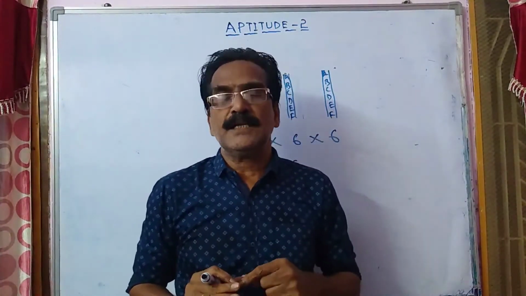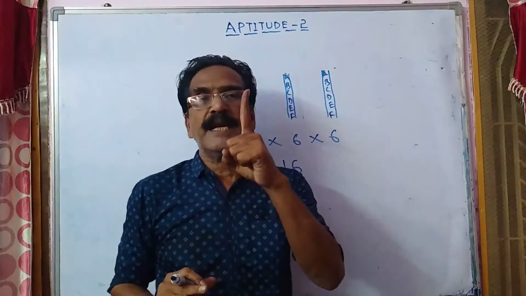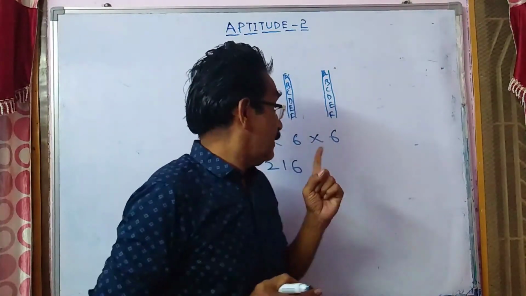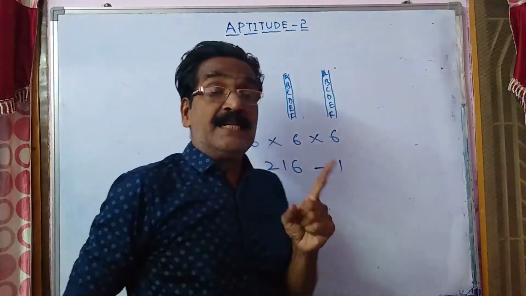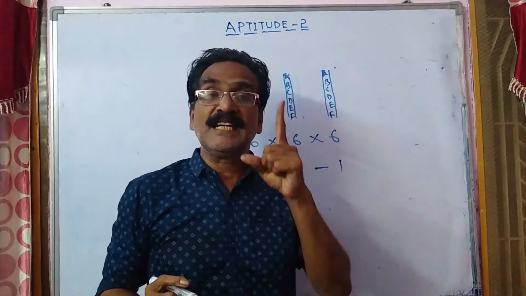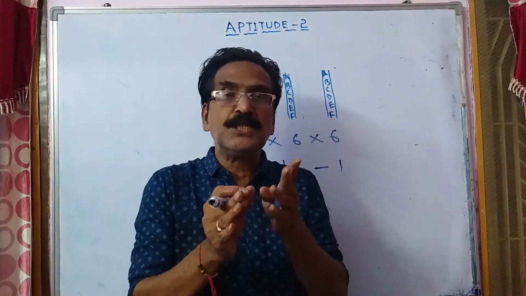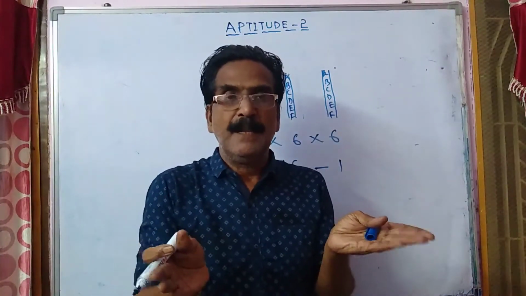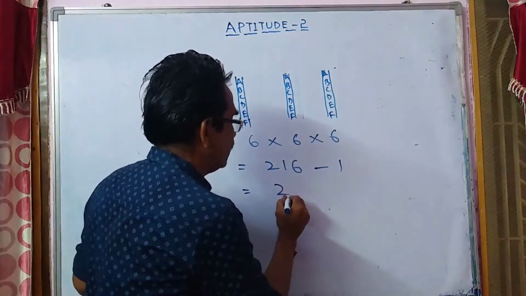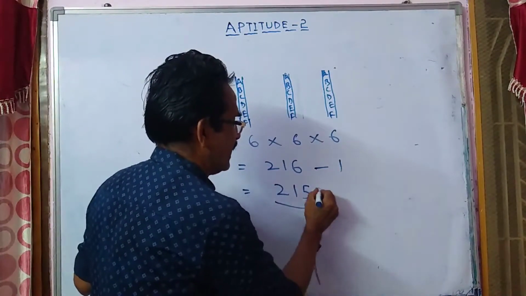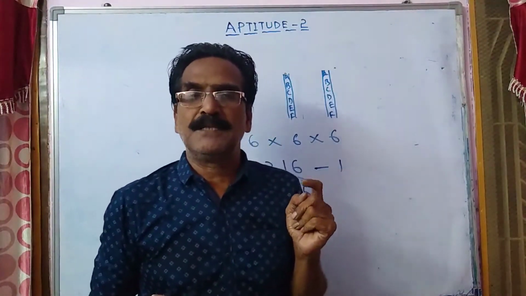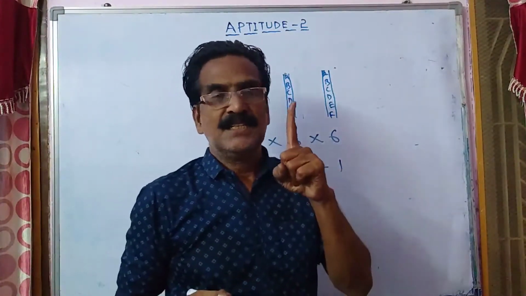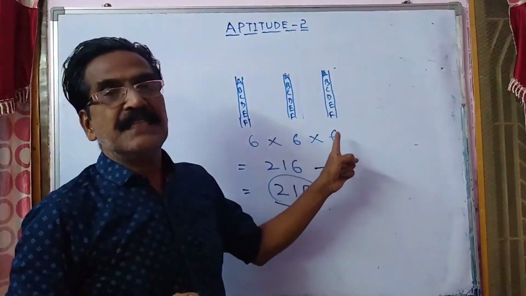In these 216 trials, minus 1. One trial is a successful attempt. That is, that one trial is the trial with which the lock can be opened. So the remaining 215 trials are unsuccessful trials, unsuccessful attempts, or false trials.